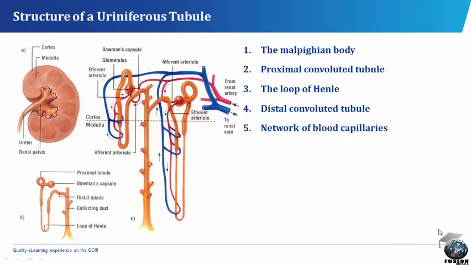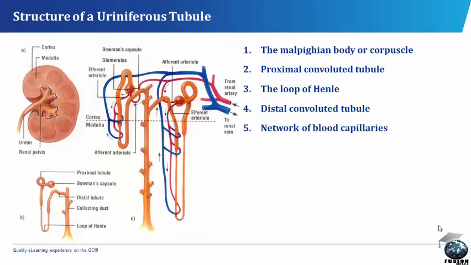The structure of a uriniferous tubule. Each uriniferous tubule or nephron consists of the following parts: the Malpighian body, the proximal convoluted tubule, the loop of Henle, the distal convoluted tubule, and the network of blood capillaries. The Malpighian body or corpuscle is made up of a thin-walled cup-shaped chamber called the Bowman's capsule. Within the cup of the Bowman's capsule is a dense network of capillaries called the glomerulus. Between the inner and outer linings of the capsule is a cavity. This is the capsular space whose inner lining is closely applied to the walls of the glomerular capillaries.